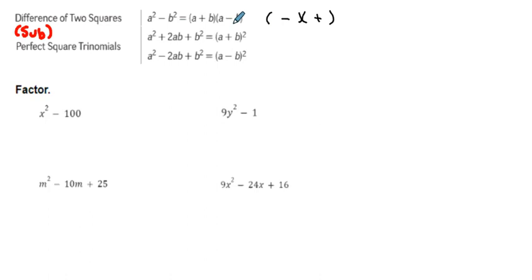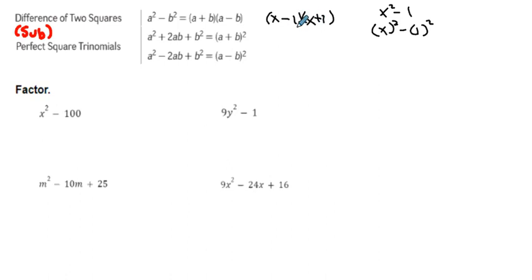The reason this works is, let's just say we have x squared minus 1. That's the most common one. 1 is 1 squared, so you could write this as x squared minus 1 squared. And so, x, which is a, would go here and here, and the 1 would go here and here.